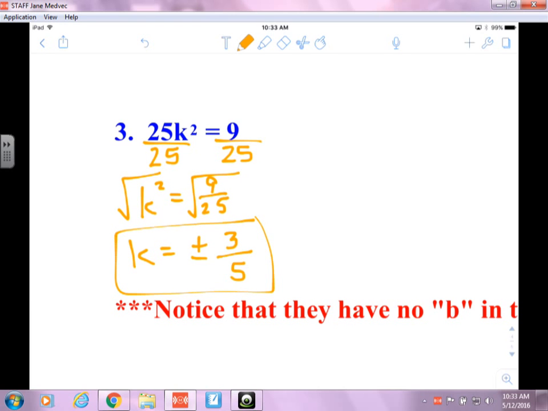A lot of kids will want to immediately grab that calculator. Because 9 and 25 are perfect squares, you technically don't need it. You can do it without. Okay? So how many solutions? 2 solutions.